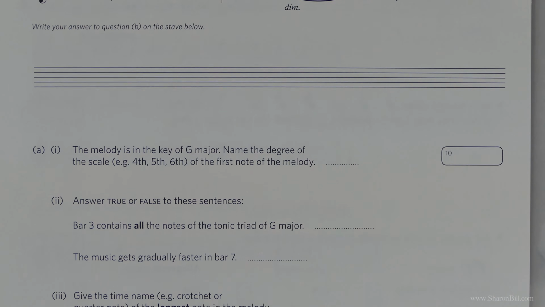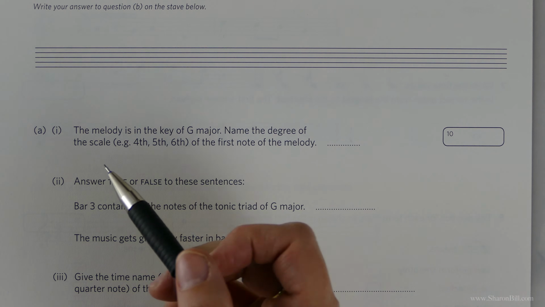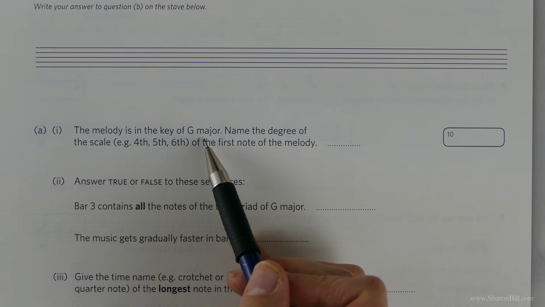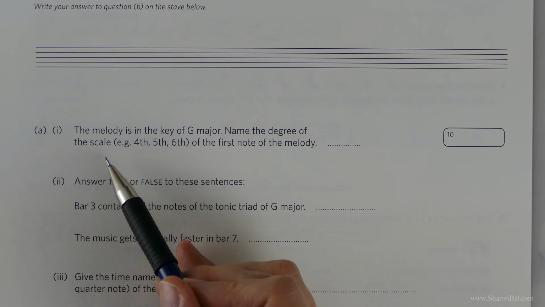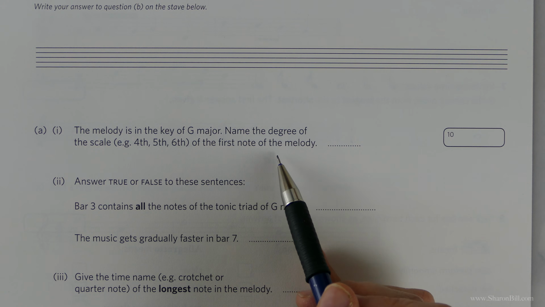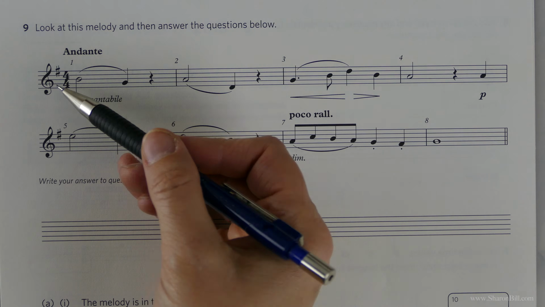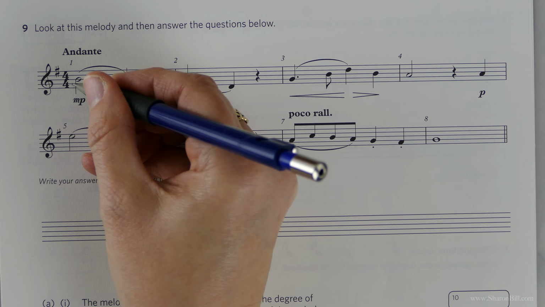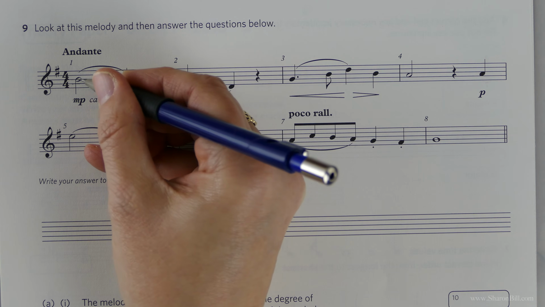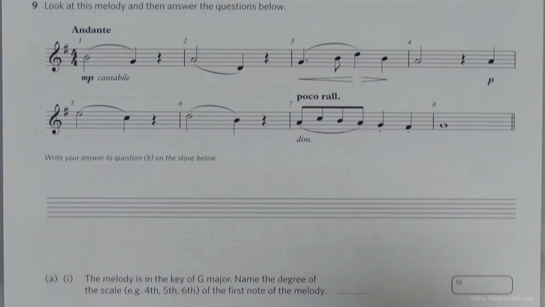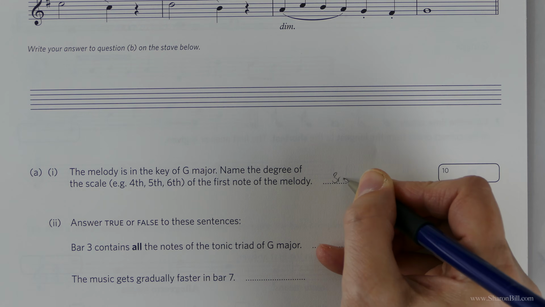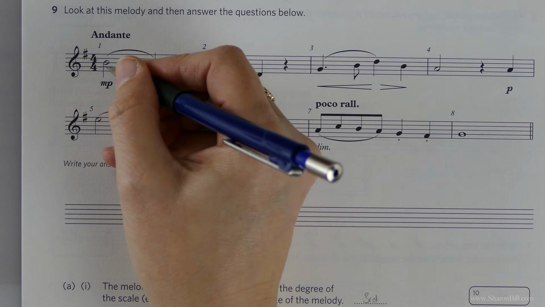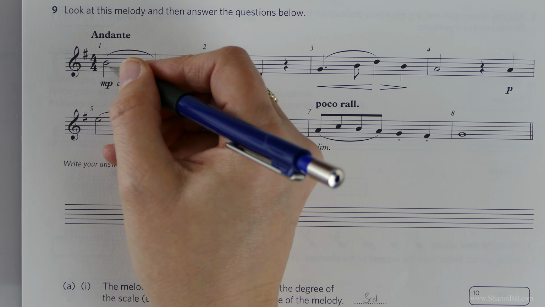So the first part, question A, part 1, we're told that the melody is in the key of G major. We need to name the degree of the scale of the first note of the melody. Let's look here, we're in the treble clef. If we're in G major, G is the first, and then this is 1, 2, 3, the third degree of the scale. If you're not sure, because sometimes it can easily happen that you forget to count your first, just count on upwards.